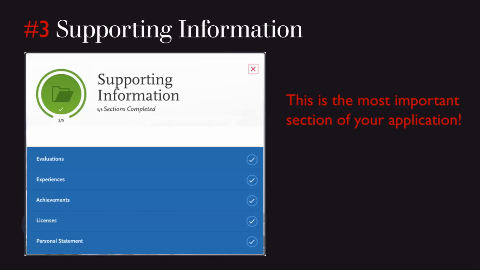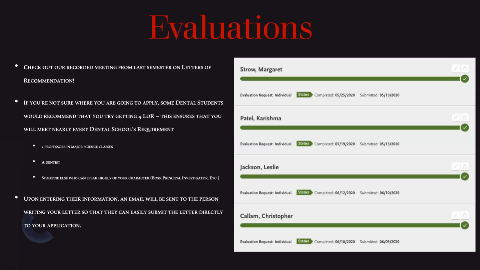Okay, so now we're moving on from section 2 to section 3, which is supporting information. And this is the most important section of your application because this is where you basically detail your entire undergrad career. No big deal. All right, so we start with evaluations and then we'll go to experiences, achievements, licenses, and personal statement. I have a slide for each of these sections, so we will talk about this a little more in depth.